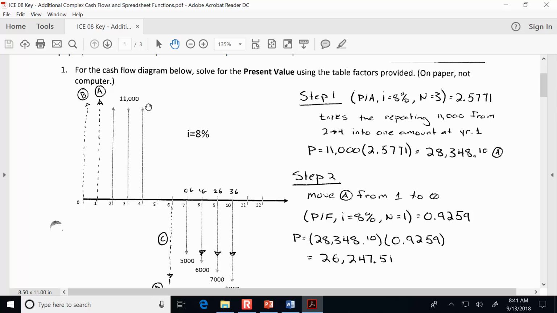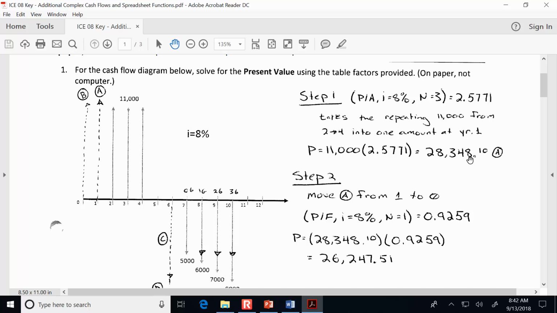So what I did was I turned the annual series inflow to an amount at A, and then I moved that amount at A to an amount at B. So you see in step 1 I was creating that single amount at A, and I label it both on the sketch and over here, where I've got this amount, and that's what this arrow A is. So it's 28,348, and then I moved it from where it was in year 1 to year 0, and so it's a little bit less when you discount it.